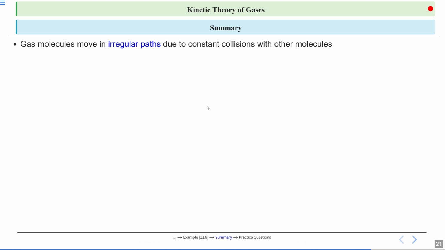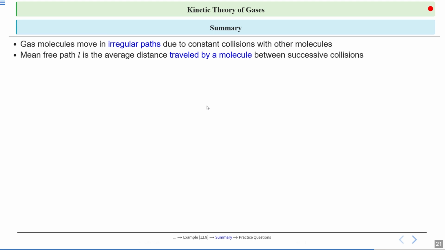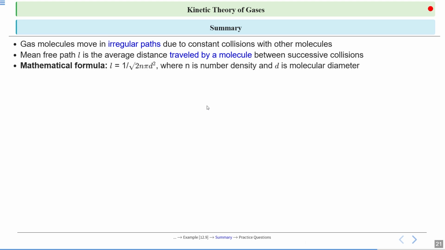Now, here is the summary of what we studied. Gas molecules move in irregular paths due to collisions with other molecules. Mean free path, denoted as L, is the average distance a molecule travels between successive collisions. Here, L equal to 1 upon root 2 pi n d square. In this equation, n represents the number density, which is the number of molecules per unit volume, and d is the molecular diameter.